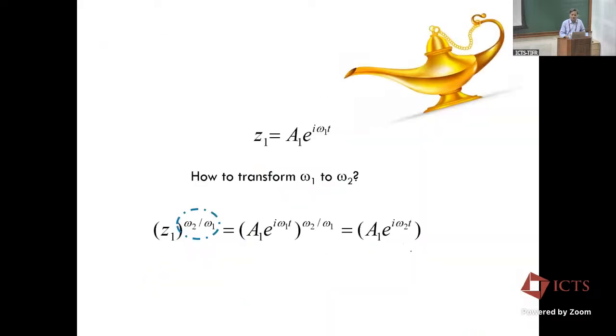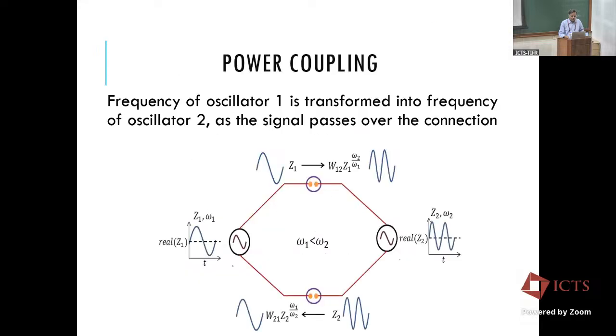A very simple algebra. So I have a signal Z1, which is equal to A1 e^(iω1t). How do you change it to ω2 frequency? Raise it to the power ω2 by ω1, which is quite trivial. So that's what we do here at the coupling at the junction, sort of the synapse. Z1 to the power ω2/ω1 is what goes into Z2. In the reverse direction, Z2 is raised to ω1/ω2, the real power, and that's what is sent to the other oscillator.